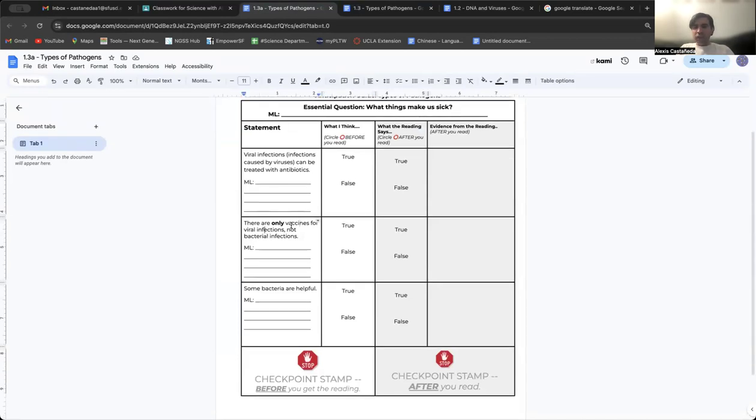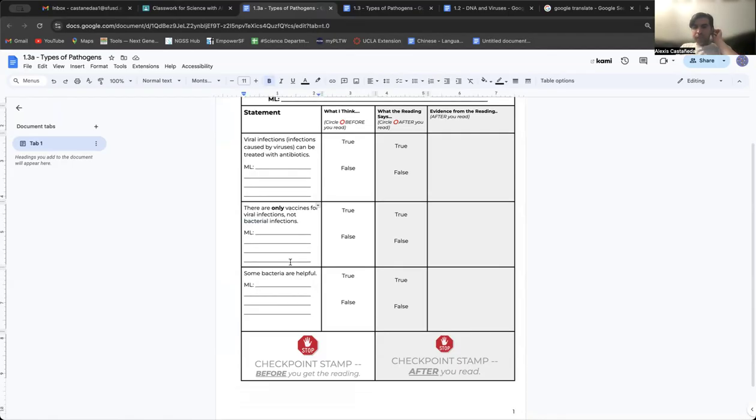What about this one? Vaccines, we have all received vaccines to be in school. Are there vaccines only for viruses or for bacteria? Or is it for both? Or is it for neither? What do you think? Is it true or false that there are only vaccines for viruses and not bacteria? Then lastly, it says some bacteria are helpful. We know that bacteria are things that can make us sick. Are there bacteria that can be helpful for us? You can circle true or false.